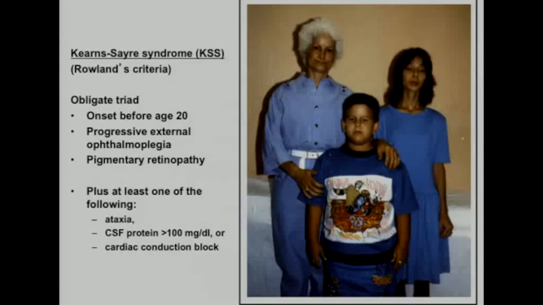This is a disease that, although it's due to mitochondrial DNA, is typically sporadic, and it's called Kearns-Sayre syndrome, and it's characterized by onset usually before age 20, ptosis and ophthalmoparesis, and a pigmentary retinopathy. In addition, all these patients have ataxia, elevated CSF protein, and heart blocks. Okay. So that's Kearns-Sayre syndrome. That was defined by Dr. Rowland, who was our chairman of neurology many years ago.